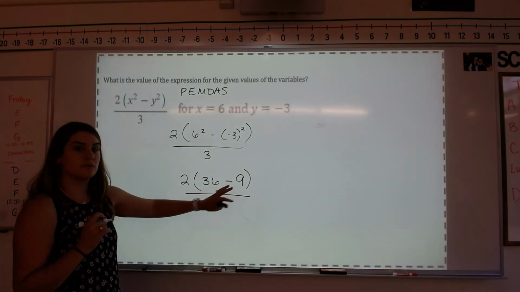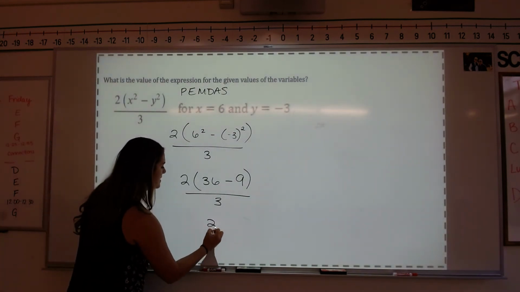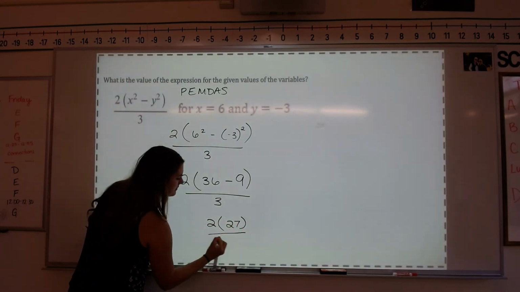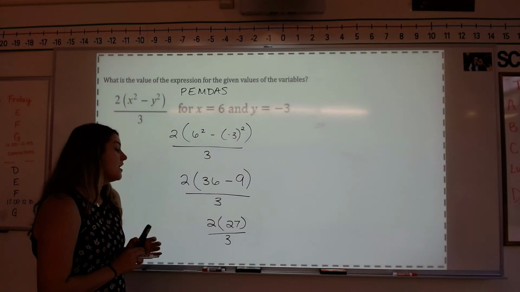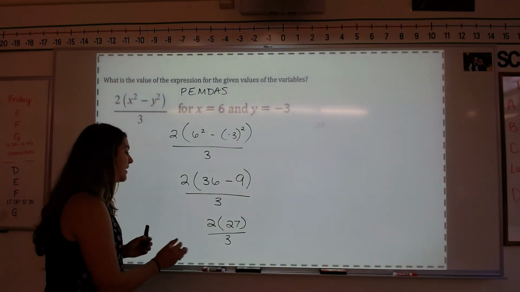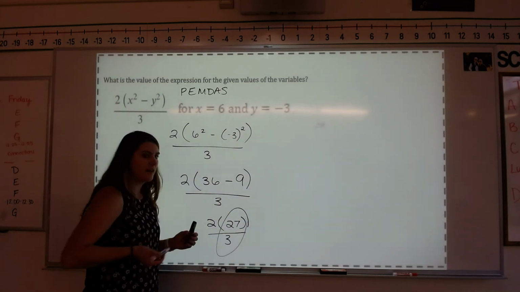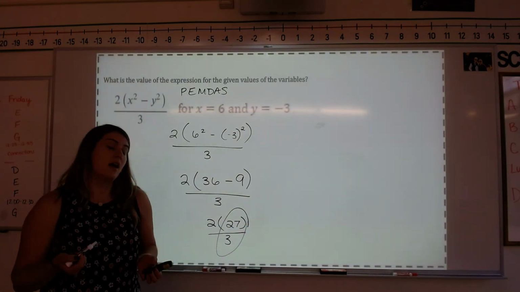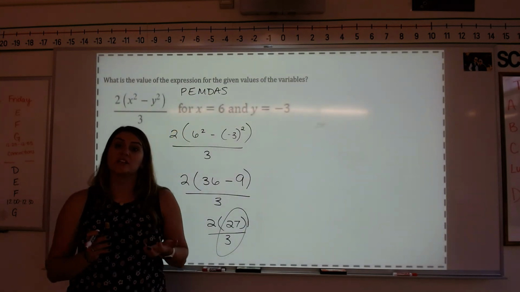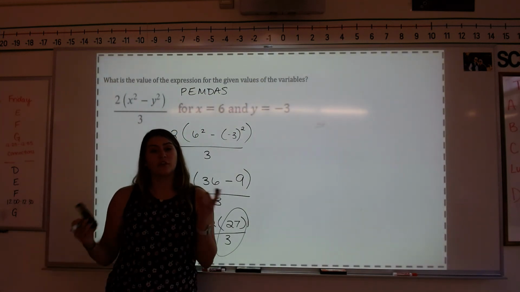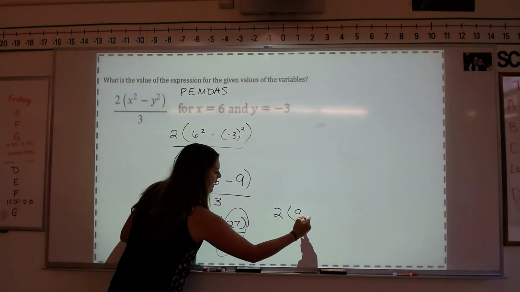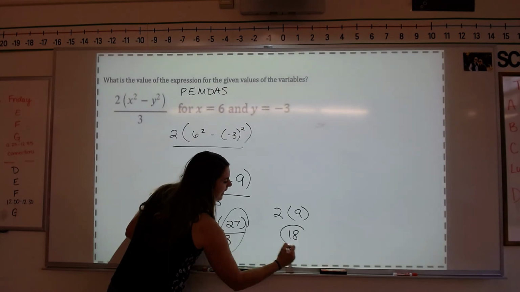Then I'm going to do this subtraction in order to get rid of my parentheses. 36 minus 9 is going to give me 27, all being divided by 3. Now you could do the multiplication here first and then divide by 3, but I actually noticed that 27 divided by 3 is simple division. So I'm going to do that first because as we said, multiplication and division are interchangeable, meaning you could do the division first and then multiply after. So that leaves me with 2 times 9, and 2 times 9 I know is 18.